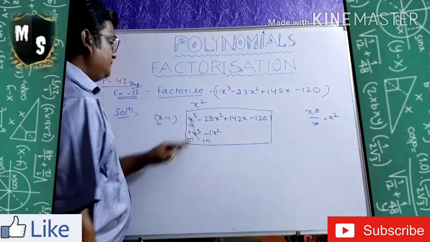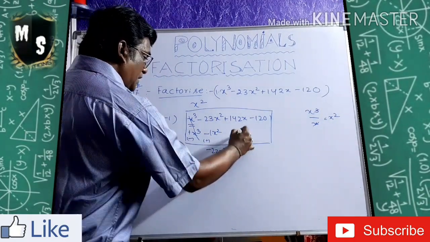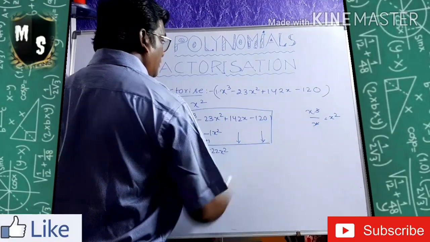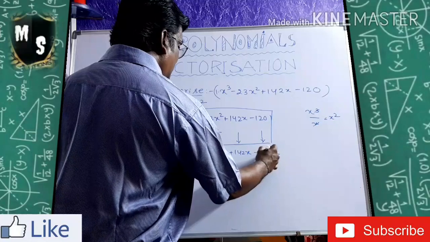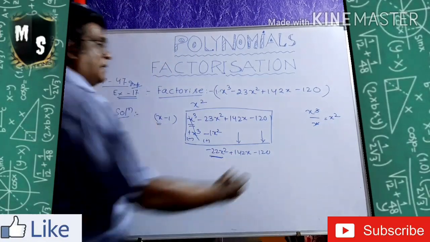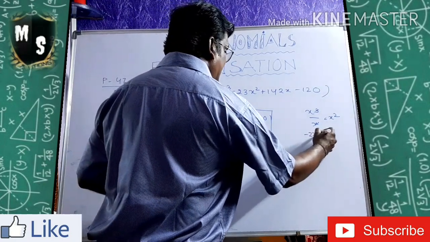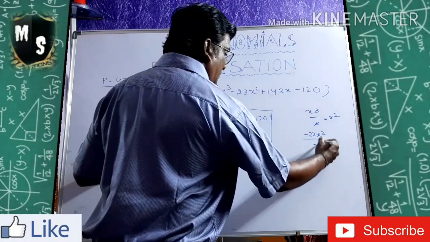Now x cube is cancelled. Now it becomes minus 22x square. Now it is coming down. So what is coming? Plus 142x minus 120. What is the first term now? It is minus 22x square. Minus 22x square divided by x. Always go for the first term.